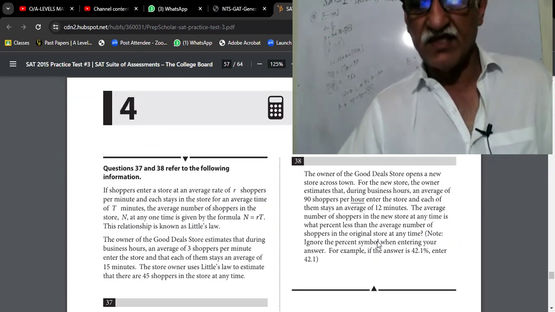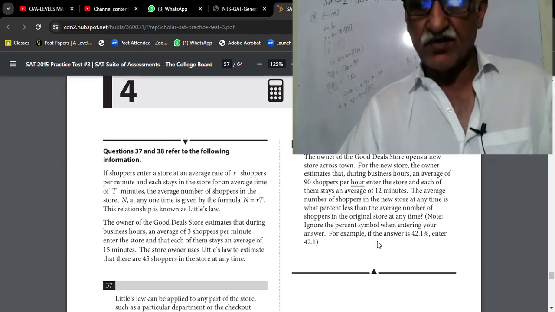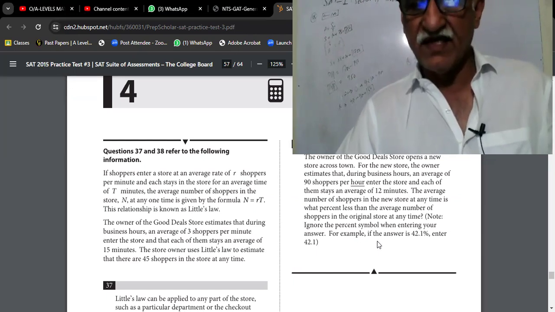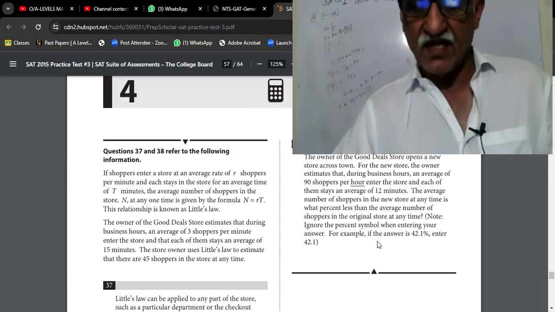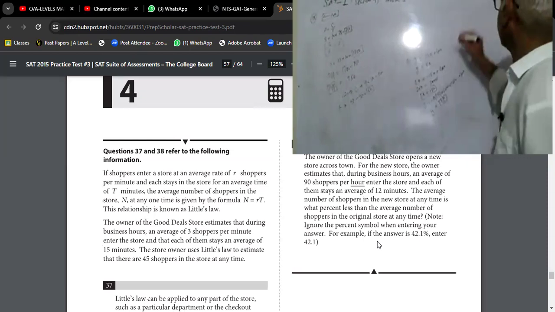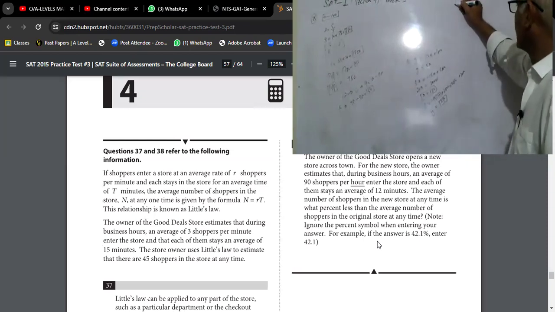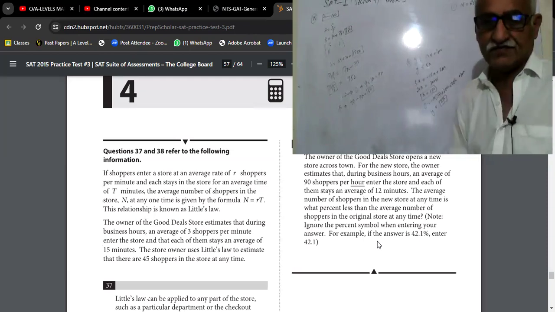Question number 37 and 38 refer to the following information. If shoppers enter a store at an average rate of R shoppers per minute, and each stays in the store for an average time of T minutes, the average number of shoppers in the store, N, at any one time is given by the formula N is equal to RT. So N is equal to RT.